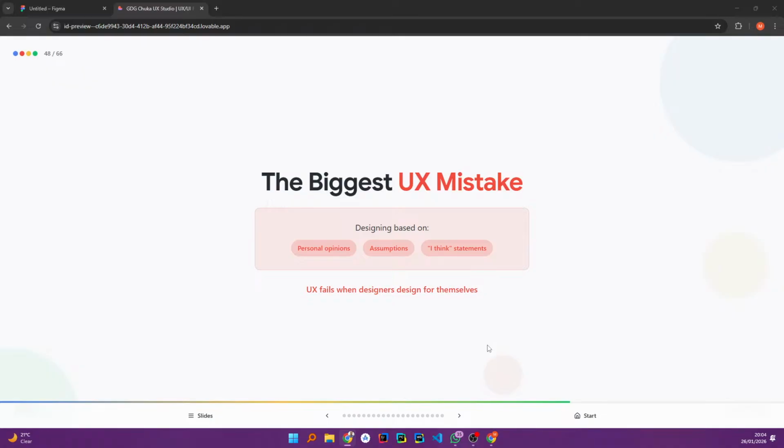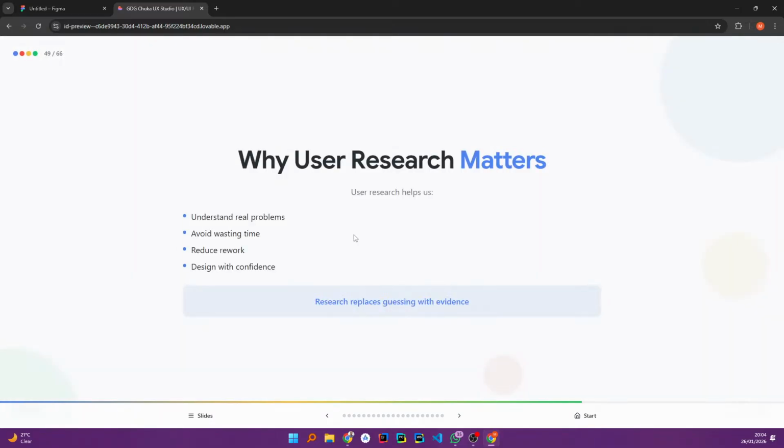So with that, I think we can go to why user research matters. User research usually helps us to understand real problems that users are facing, so that you can design something that users will enjoy using. Apart from enjoying using it, something that will solve the user's problem at hand efficiently and effectively.